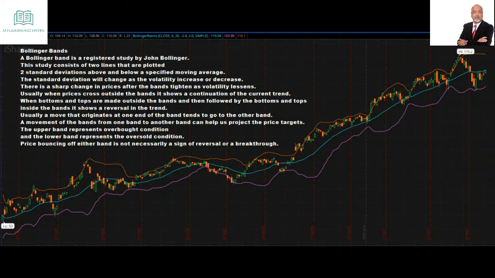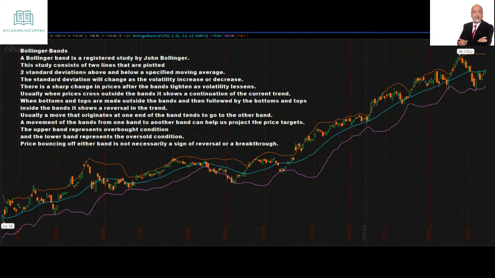Let's talk about Bollinger Bands. Bollinger Bands is a registered study by John Bollinger. This study consists of two lines that are plotted two standard deviations above and below a specified moving average.